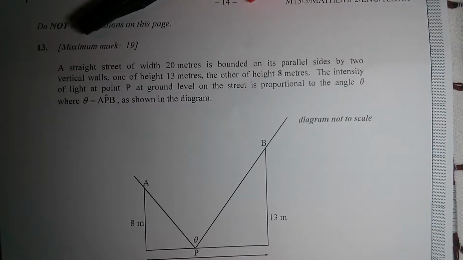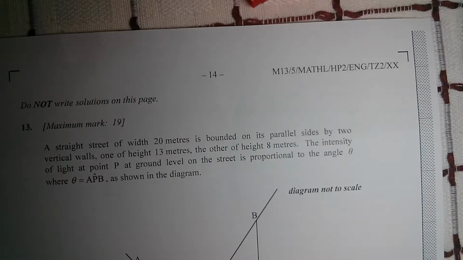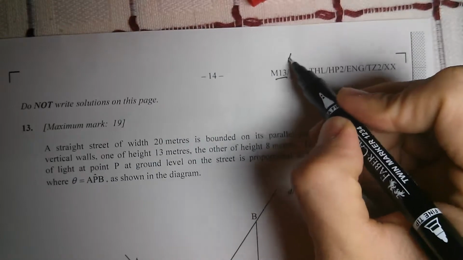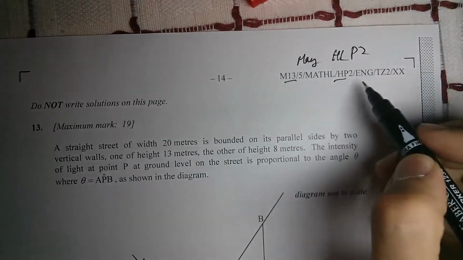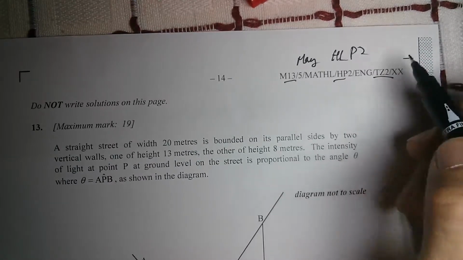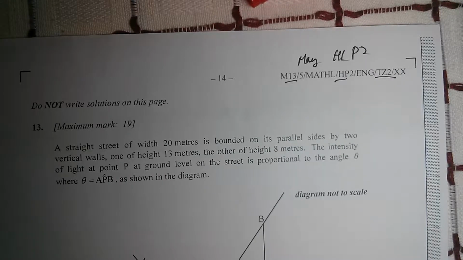This time I want to do a breakdown on paper 2. This is the 2013 May HL paper 2, time zone 2. I would say for this year, both time zones for paper 2 have some level of difficulty.